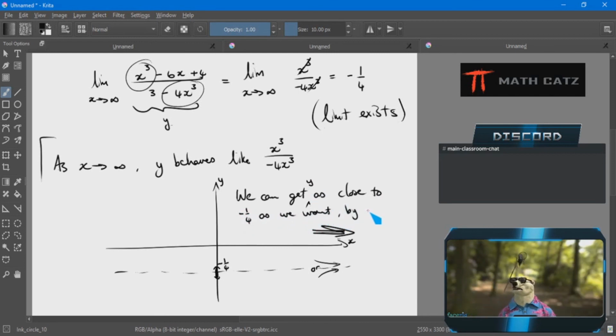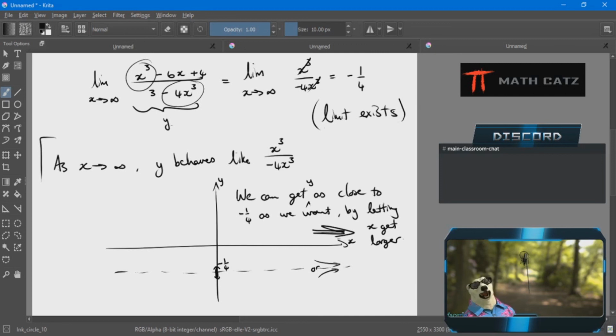by letting x get larger. You want to say, oh, I want to be within 0.001 of negative 1/4. I can do that. I just need to take x far enough and I'll get there. Someone else might say, no, I want to be within 0.000001. Sure, I just need x to be bigger, and eventually it'll get as close as I want.